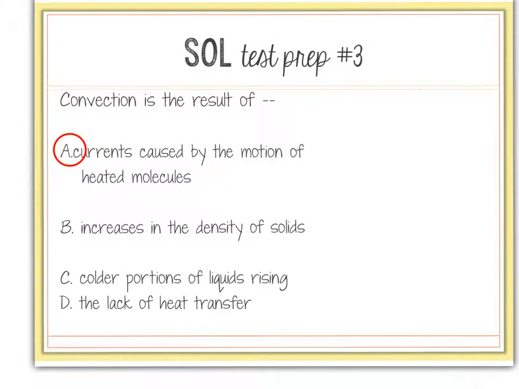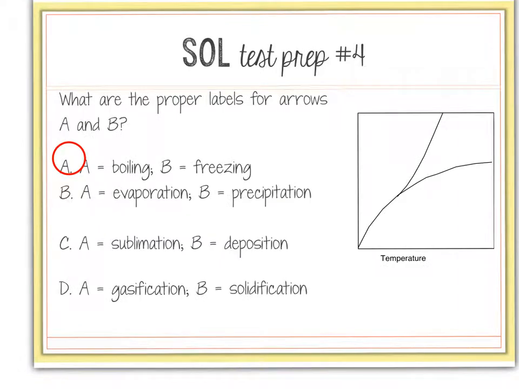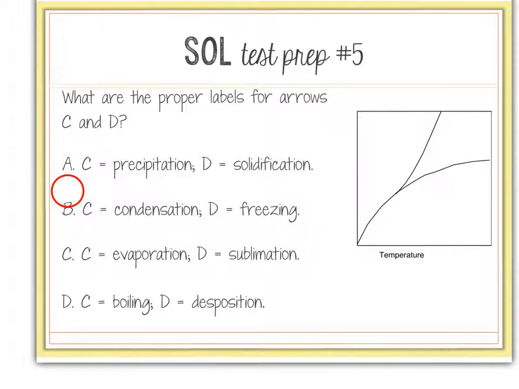Test question number 3. Convection is the result of currents caused by the motion of heated molecules. Test question number 4. The answer was A. Letter A was the boiling point, and letter B, the freezing. Test question number 5. The answer is B. Letter C is condensation, and letter D is freezing.